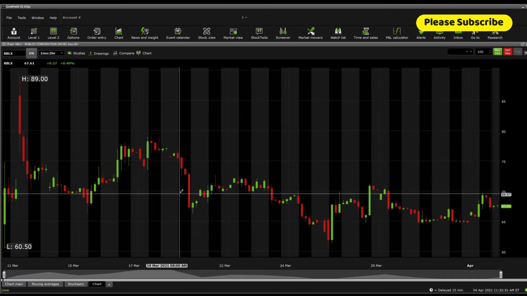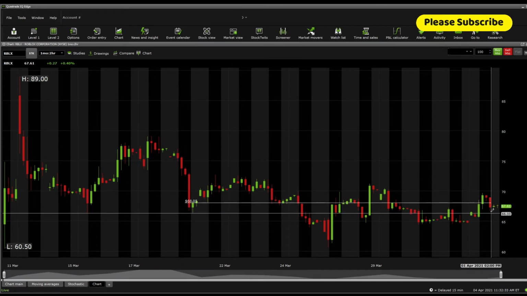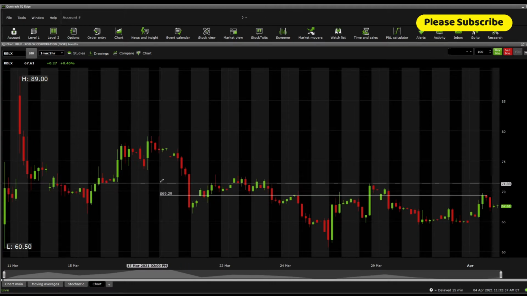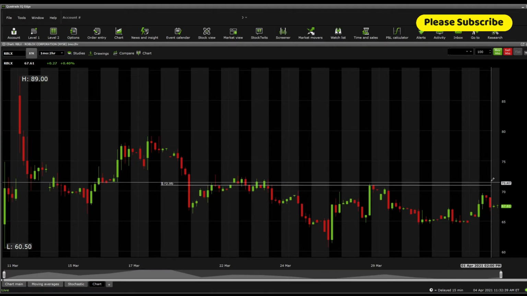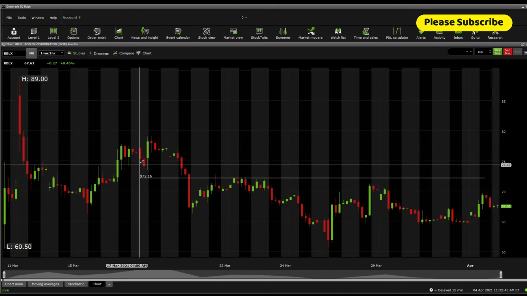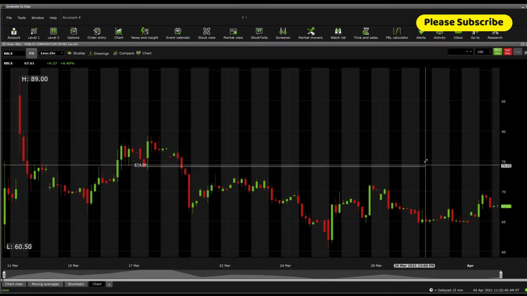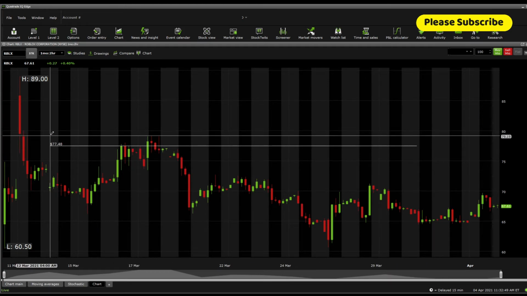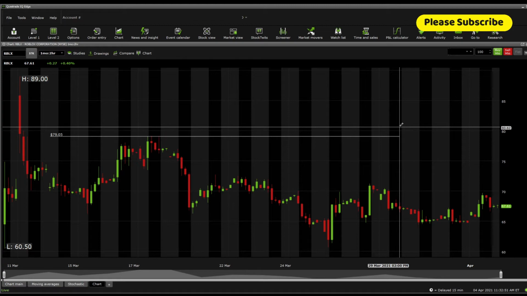Current resistances, we see them as few. Currently 68.05. Above there, we're looking at 69.29. Above there, 70.96. Above there, 72.16. And then we're looking upwards to 74.06. And then 77.48. And then we're looking into 79.05.